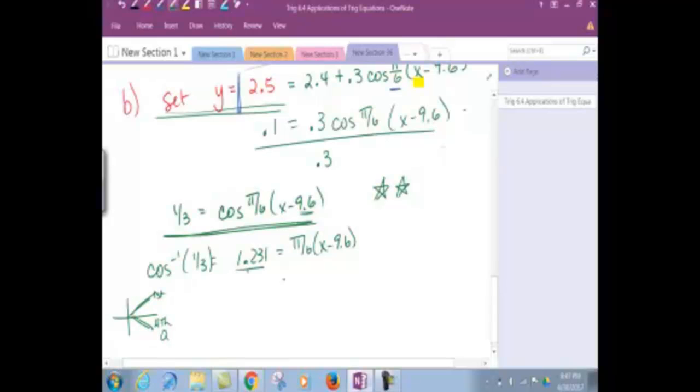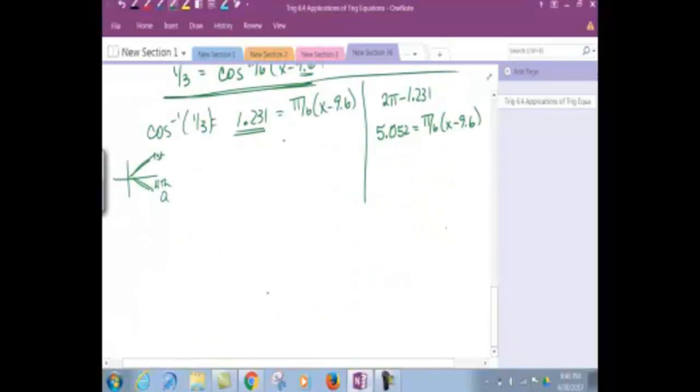So when we get this as an answer, we need to then take 2 pi minus that 1.231, and that turns out to be approximately 5.052, and that is also going to be equal to pi over 6 (x minus 9.6). All right, so we really do have to solve both of these equations to get the first two values.